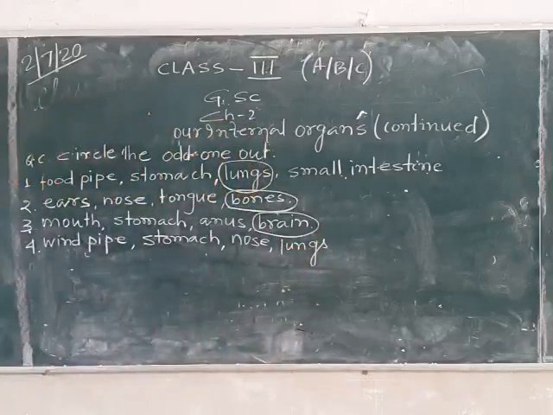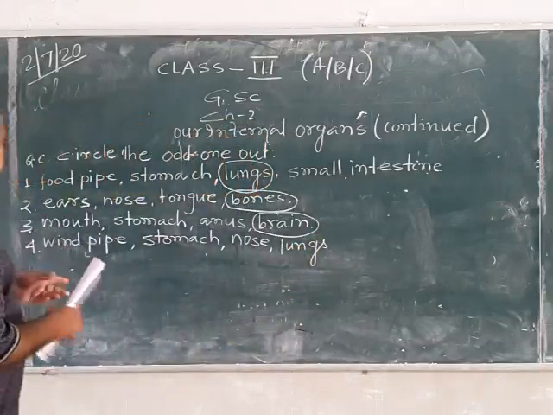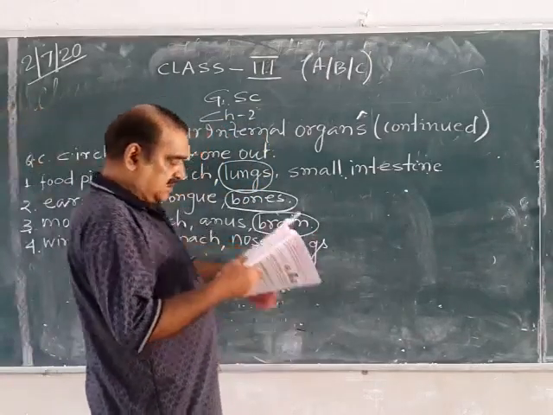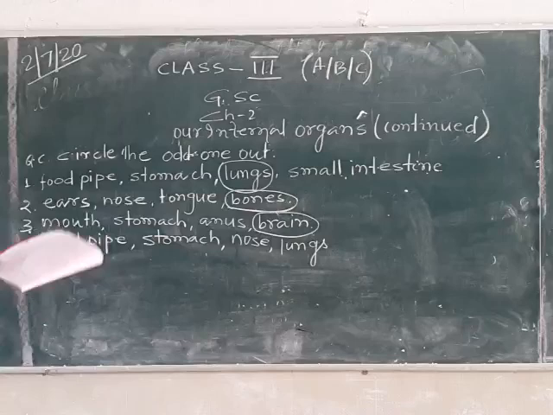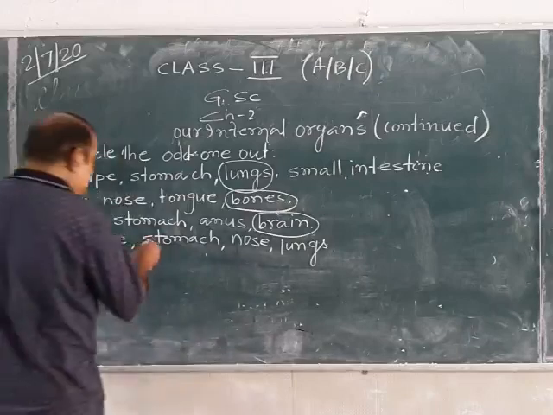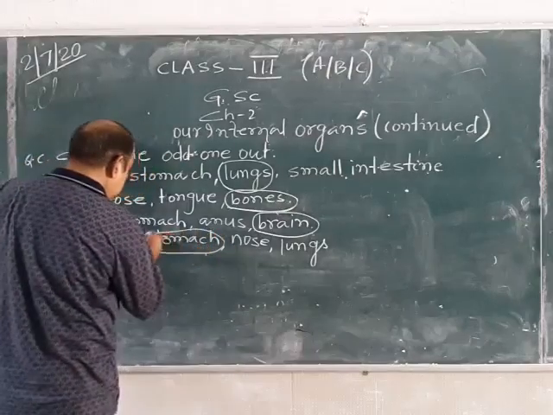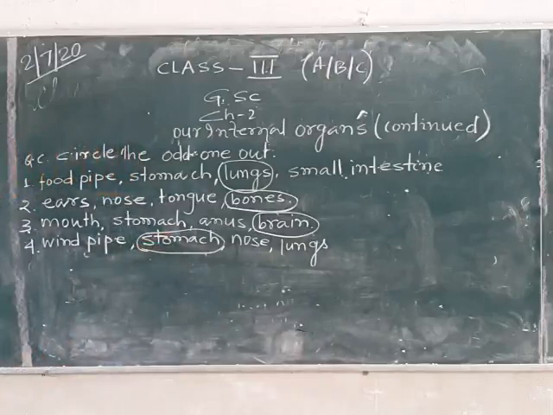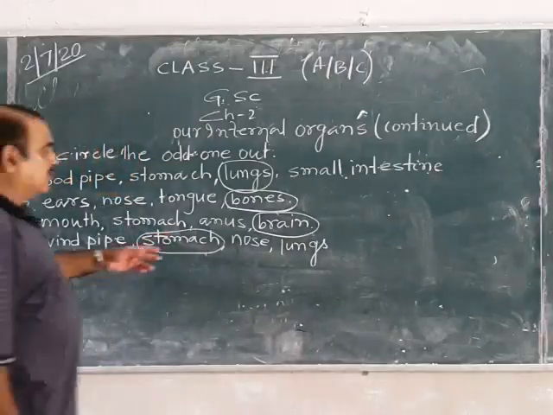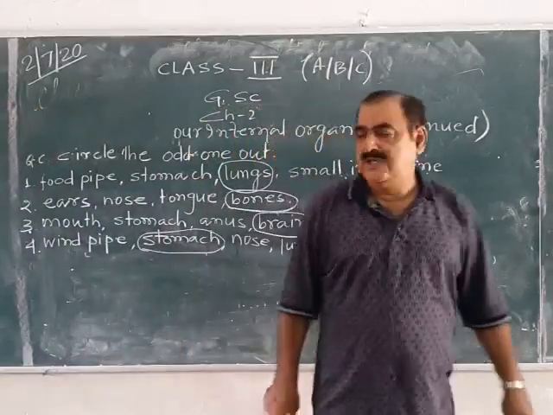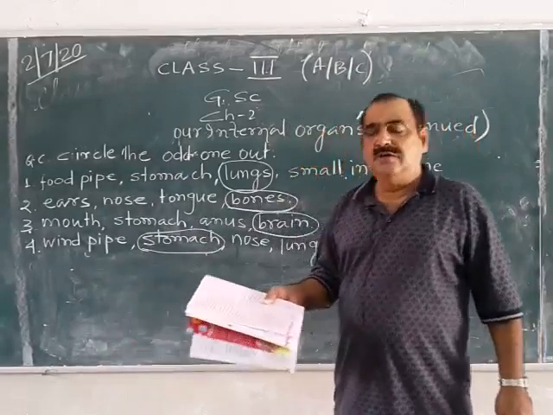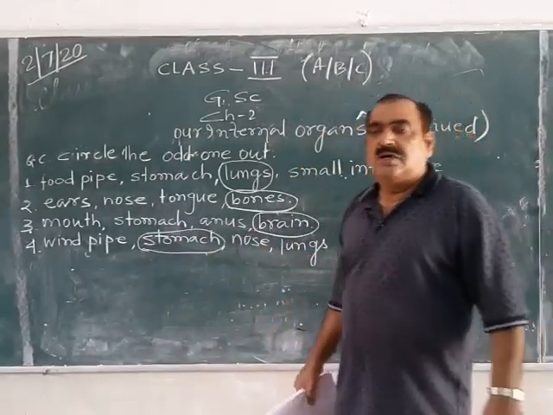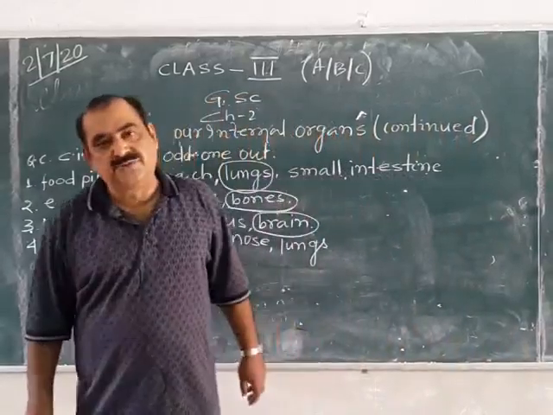Here, windpipe, stomach, nose and lungs are given in number four. You have to find out which one is odd here, odd one. I think stomach is odd one, so circle stomach. Windpipe, nose, lungs, these are the organs of respiratory system. Windpipe, nose and lungs are the organs of respiratory system, but stomach is not an organ of respiratory system. Is it clear?